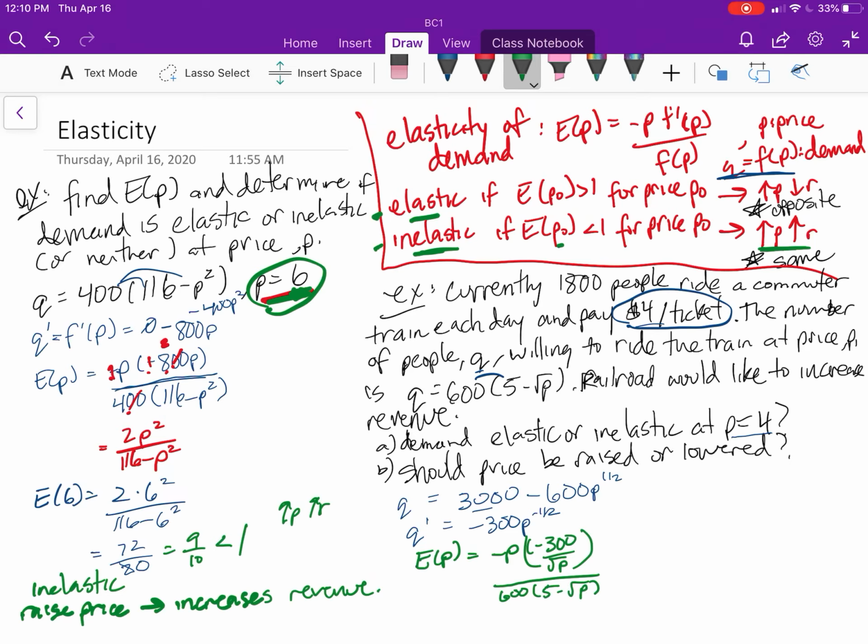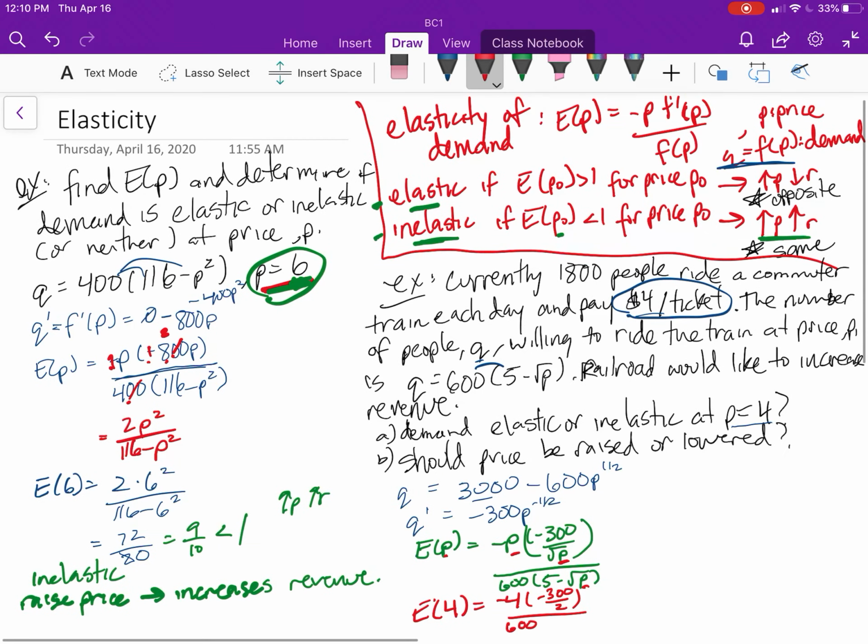And we know the price is 4, so we need to substitute 4 in for all these p's. So E of 4 is negative 4 times negative 300 over the square root of 4 down here, which is 2, over 600 times 5 minus the square root of 4, which again is 2. So let's reduce this. Negative times negative is positive. 4 over 2 is 2 times 300 is 600. And then in the denominator we have 600 times 3, which is 1800.